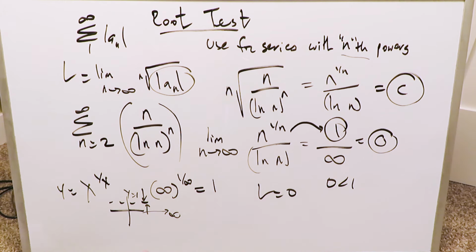Remember the root test: L less than 1, convergence, but you have absolute convergence. L greater than 1, you have divergence. L equals 1, you have an inconclusive test. Even if you utilize the ratio test, d'Alembert's ratio test, you will still be inconclusive.